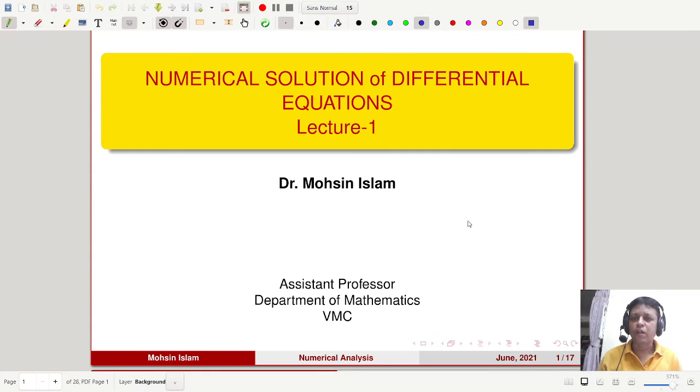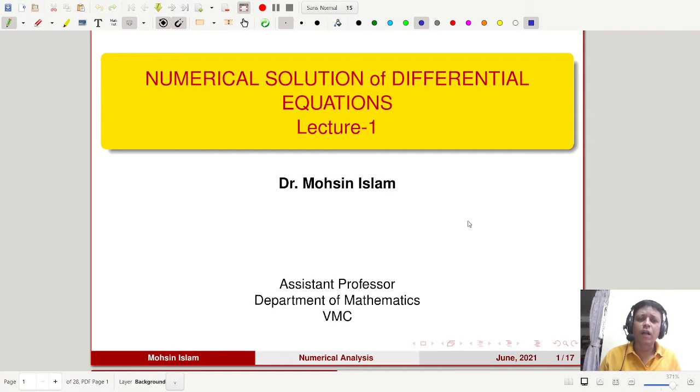Today we have a topic on numerical solution of differential equations. This is lecture 1, followed by lecture 2, and if possible, lecture 3. Differential equation is a very important part of applied mathematics, and a differential equation is a relation between a function, its derivatives, and the variable upon which they depend.